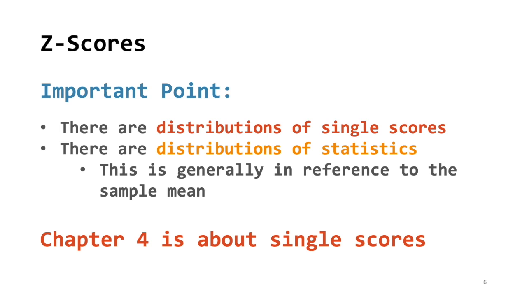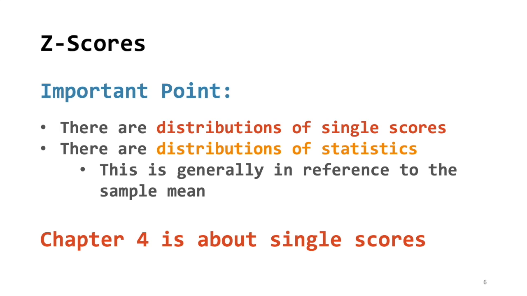We're going to get into z-scores. When I first learned about them, it was really confusing because I didn't understand this point, that there are distributions of single scores, so there are groupings of single scores that we're going to care about, and then there are also distributions of statistics, like means. The difference between these two will become clearer as we talk about it, but it's really important to keep this in the back of your mind as we go through this.